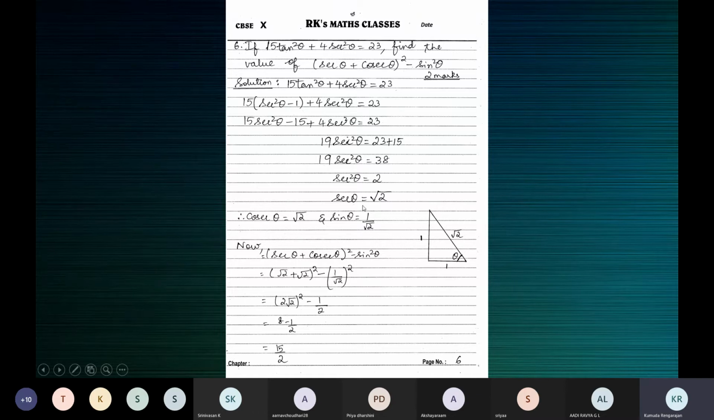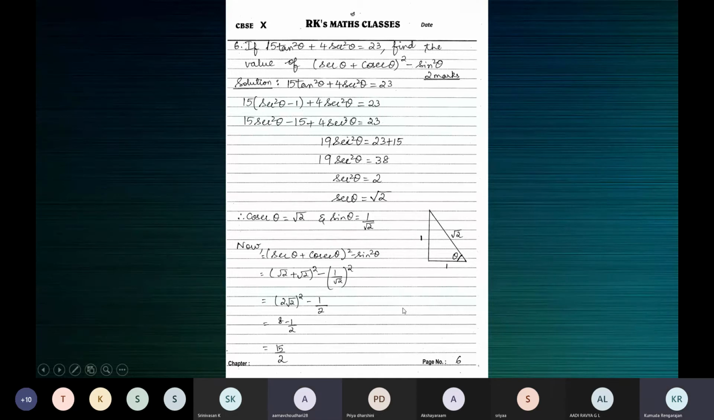So now by this marking, to find secant theta, we already have root 2. Cosecant theta is hypotenuse by opposite. So hypotenuse root 2 by opposite 1, root 2 by 1, which is root 2. Then sine theta is opposite by hypotenuse. So sine theta is opposite 1 by hypotenuse root 2, 1 by root 2.